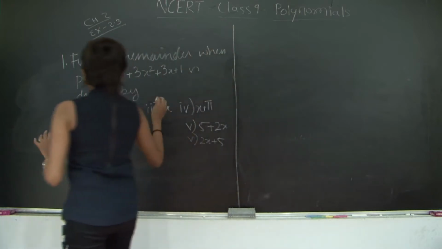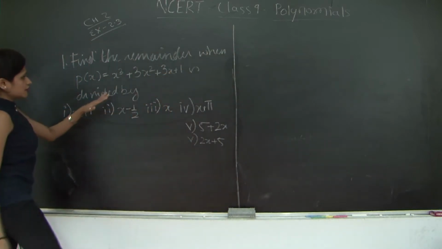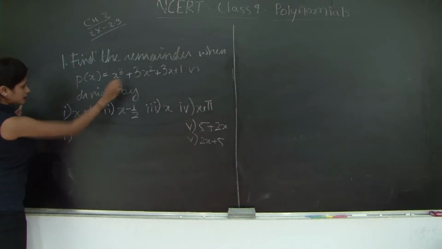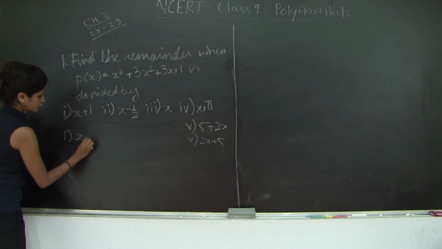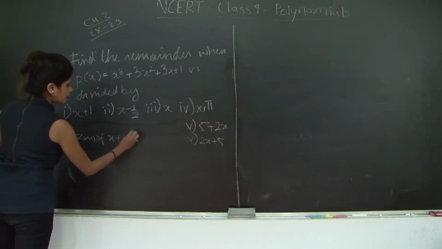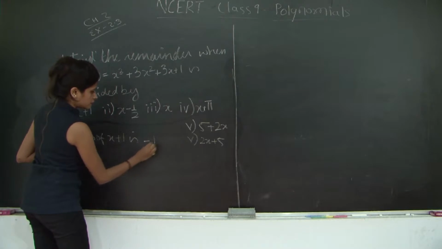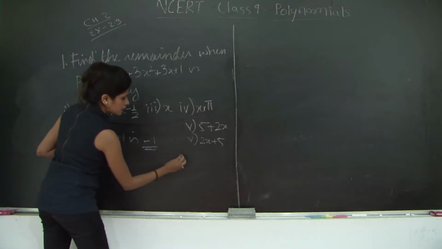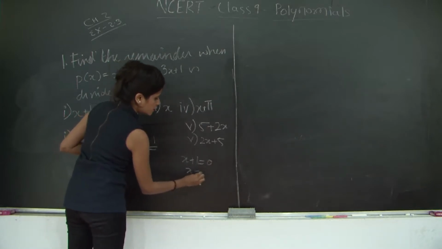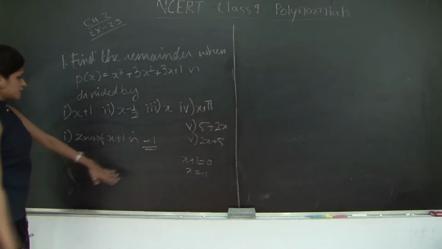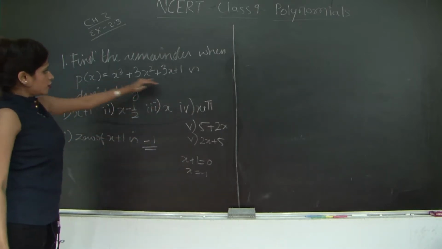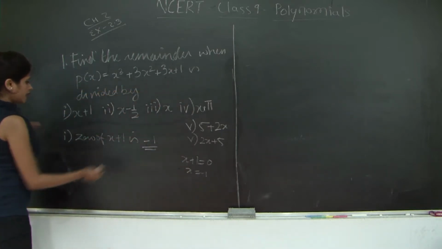So, first let us solve the first sum using the remainder theorem. So, my zero of x plus 1 is minus 1, correct? How? x plus 1 is equal to 0, therefore, x is equal to minus 1. Now substituting the value of x equal to minus 1 in the polynomial, we will get the remainder.